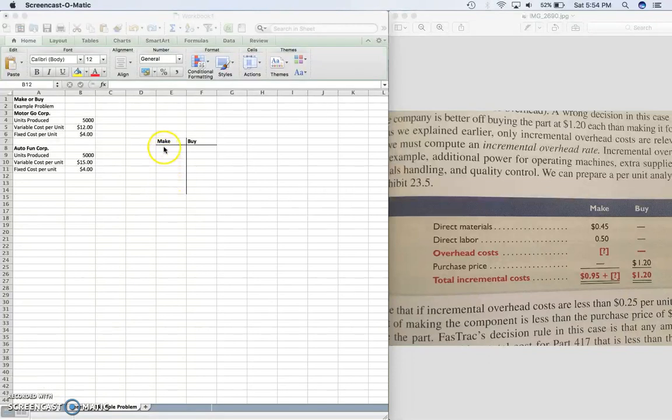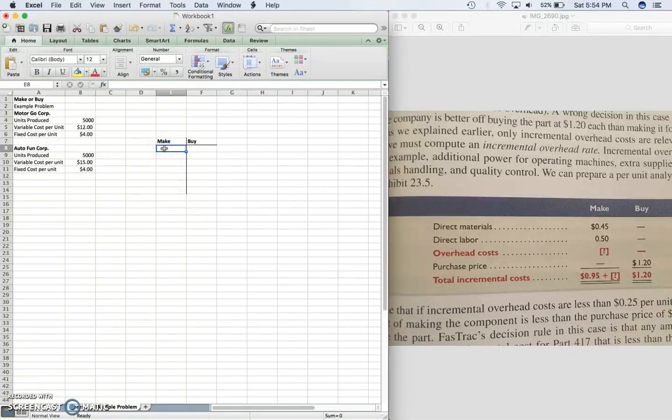So the first thing that they would need to do is take the 5,000 units and multiply it by variable costs, which is 60,000. And then they would also multiply the units produced, 5,000, times the fixed cost too. Then they would add those together, that and that, and that equals 80,000. And so that's how much it takes to make it themselves.